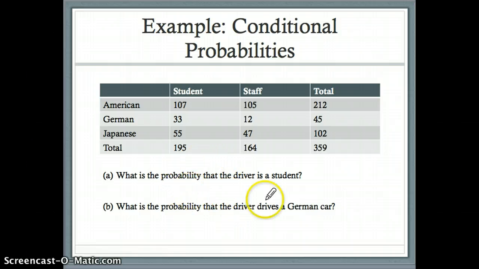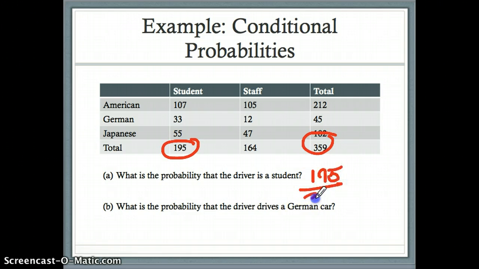So, first one, what is the probability that the driver is a student? Out of 359 drivers, 195 are students. So 195 over 359. And then, of course, you can express this simplified if it can be, or as a decimal, or a percent, doesn't matter. I'm going to leave it though.